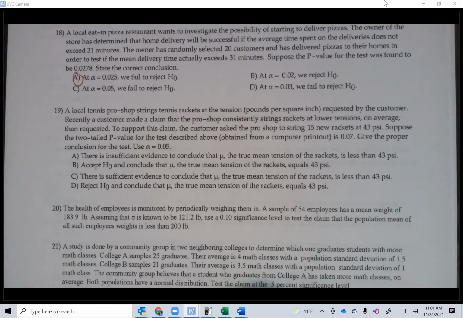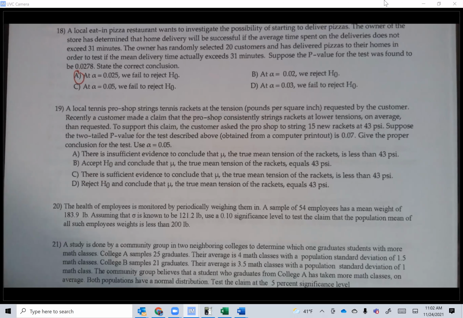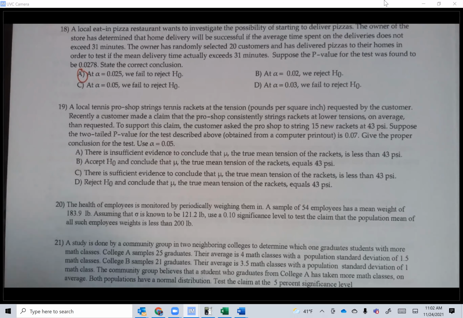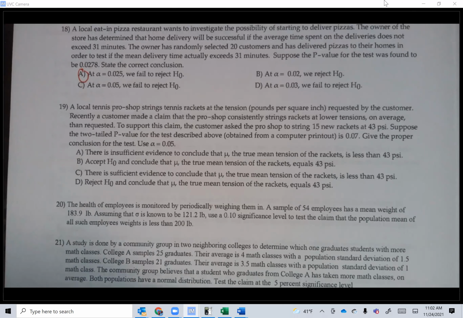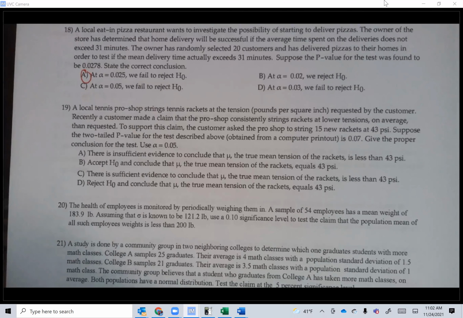19. A local tennis pro shop strings tennis rackets at the 10 pounds per square inch requested by the customer. Recently, a customer made a claim that the pro shop consistently strings rackets at lower tensions on average than requested. So they're not doing it as it should be done. To support this claim, the customer asked the pro shop to string 15 new rackets at 43 psi. Suppose that the two-tailed p-value for the test described above is 0.07. Give the proper conclusion for the test.